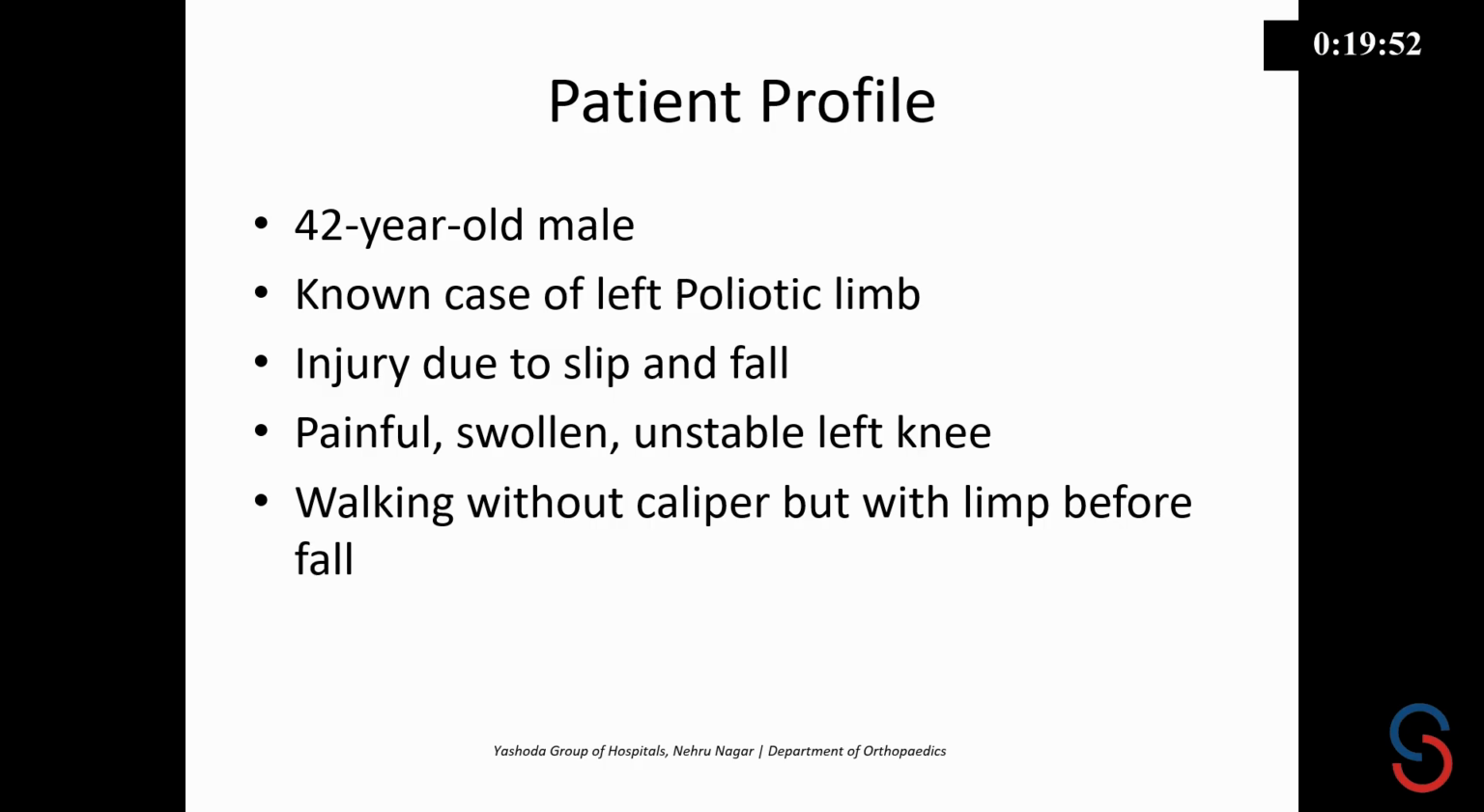He was a 42-year-old male. He presented to us with a simple injury of slip and fall at home to the polio-affected left side. He was a known case of polio of the left lower limb, and he had injury to the same left side, which occurred 4 to 5 days back. When he presented to us, he had a complaint of painful, swollen, and unstable left knee. He gave the history that he was walking prior to the injury without any caliper or any support. So he was limping, but he was able to walk.